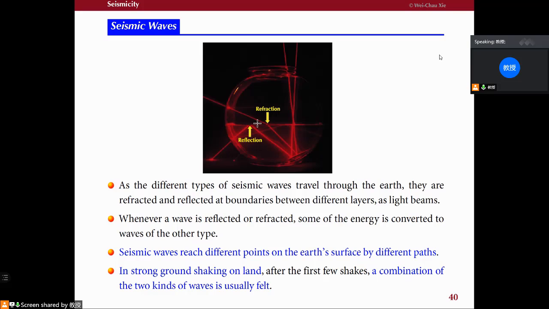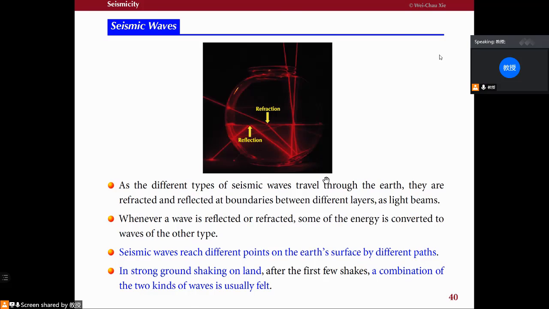Okay, when a wave is reflected or refracted, some of the energy is converted to waves of the other type. Okay, seismic waves reach different points on the Earth's surface by different paths. In strong ground shaking on land, after first few shakes, a combination of the two kinds of waves is usually felt.